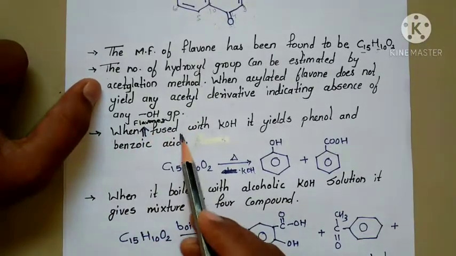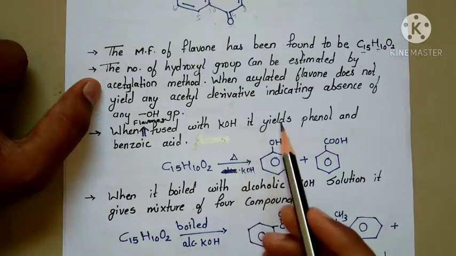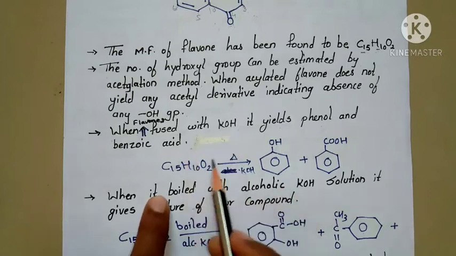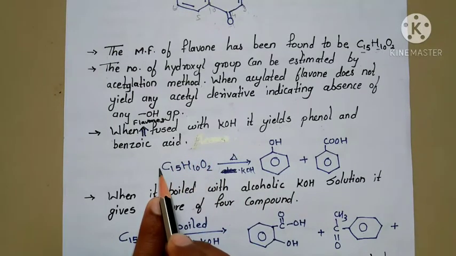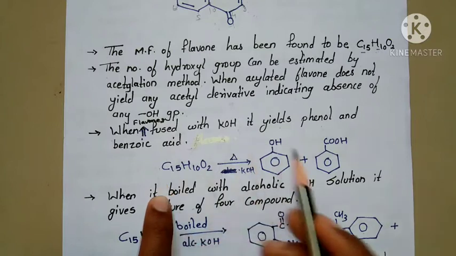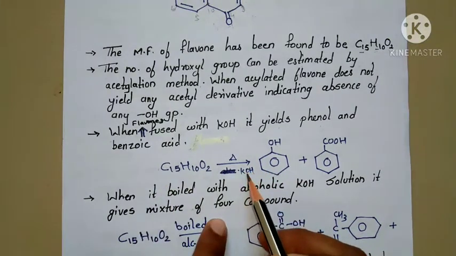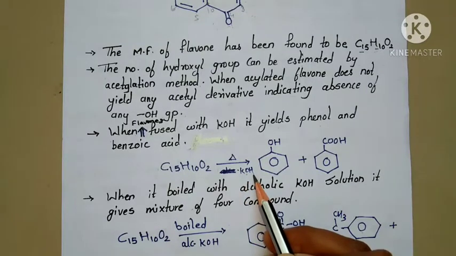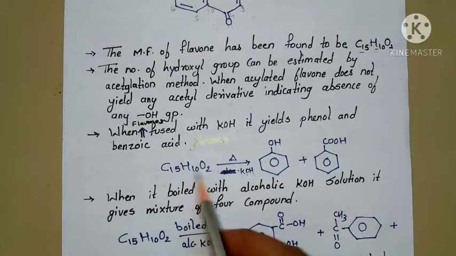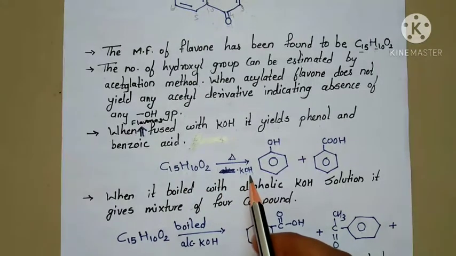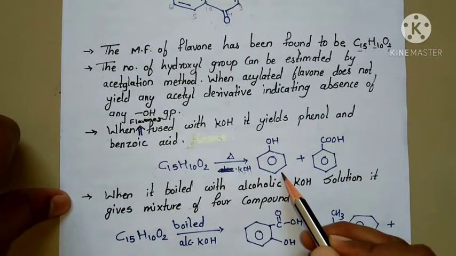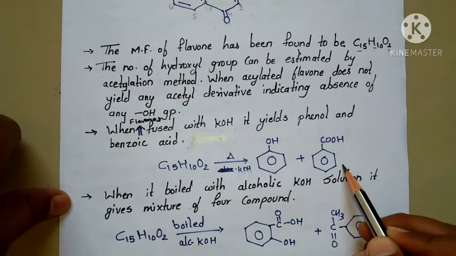Okay, next one: when flavones are fused with KOH, they yield phenol and benzoic acid. We have to take flavones first. As we know the structure of flavones, it is fused with KOH. What is the name of KOH? Potassium hydroxide. Fusion of flavones with KOH gives two products, that is phenol and benzoic acid.